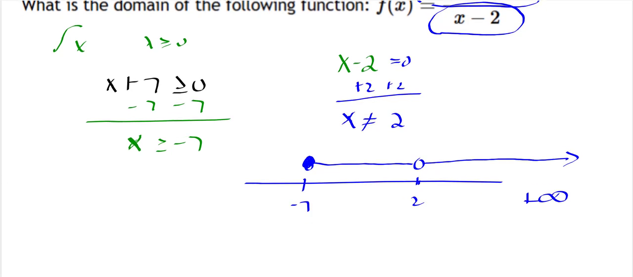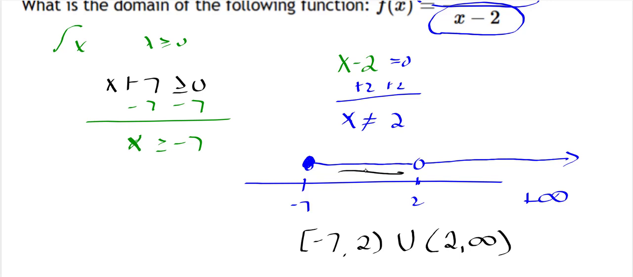So here's what we've got. Bracket negative 7 to 2. Use a parenthesis, that's an open dot. Union, because we have a break, and then 2 to infinity. So this part gets us here, and that second part gets us there. So that's how you find the domain of a function.